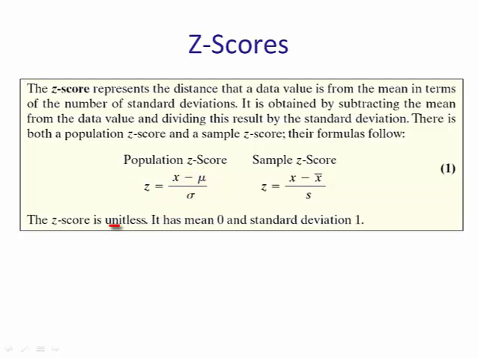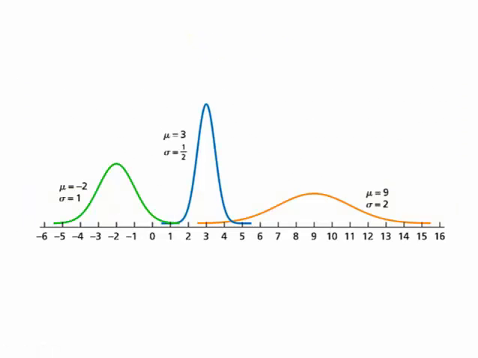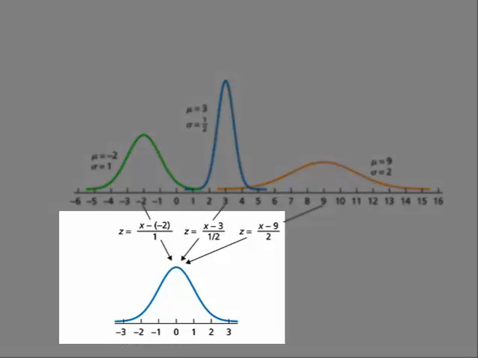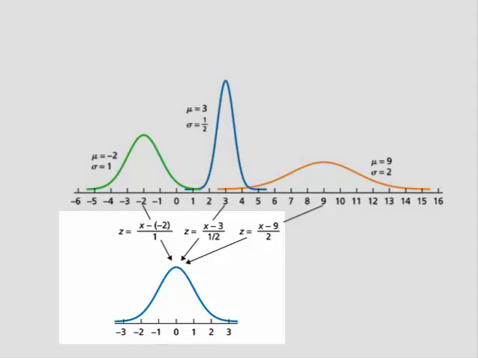The z-score is unitless. It has a mean of 0 and a standard deviation of 1. These three bell-shaped distributions all have different means and different standard deviations. What the z-score allows us to do is to compare these different distributions, because the z-score will standardize it into a distribution that has a mean of 0 and a standard deviation of 1. So we can compare different bell-shaped distributions by using the z-score.